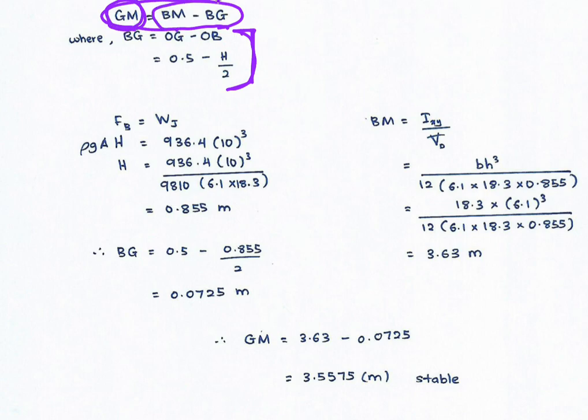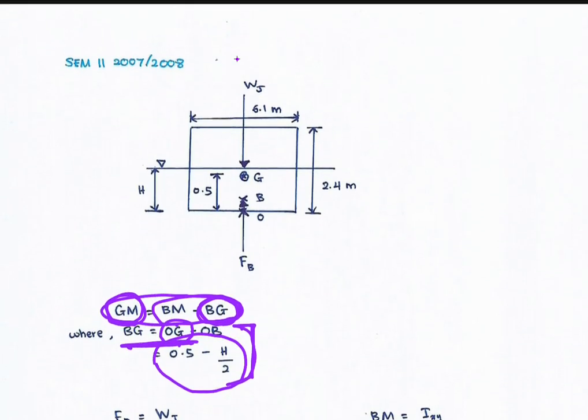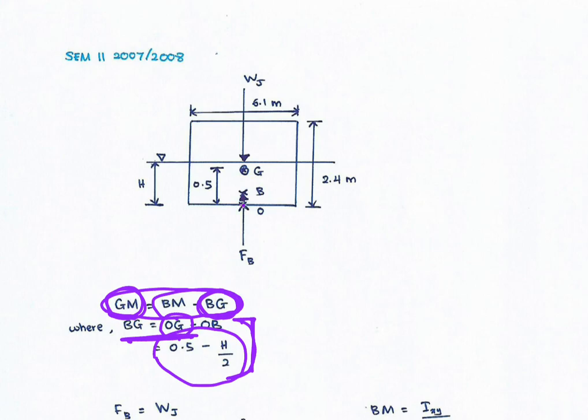So by using this equation, BM minus BG, we start by calculating the value of BG first. The equation for BG is this one: BG is equal to OG minus OB, and it can be written as 0.5 minus H over 2. OG is the distance from origin to gravity. As you can see here, this is the origin and this is gravity. It is given in the question as 0.5.